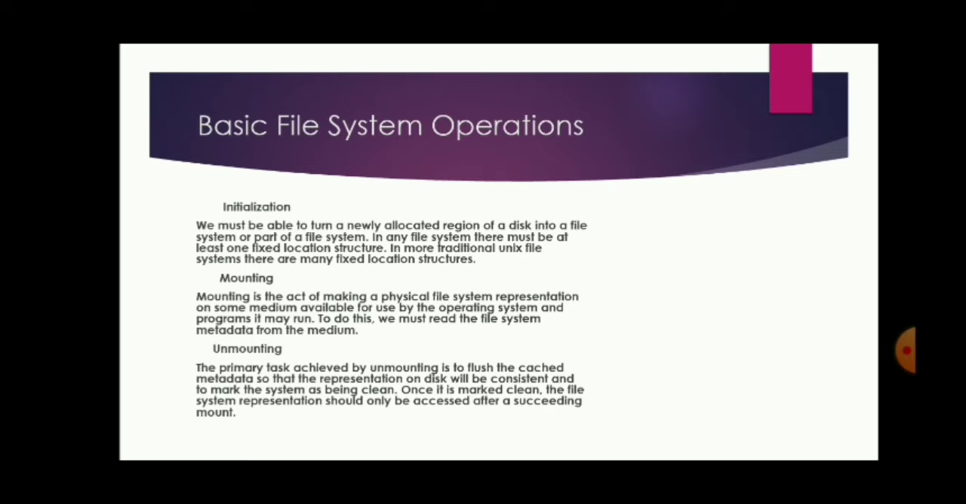Unmounting. The primary task achieved by unmounting is to flush the cached metadata so that the representation on disk will be consistent and to mark the system as being clean. Once it is marked clean, the file system representation should only be accessed after a succeeding mount.